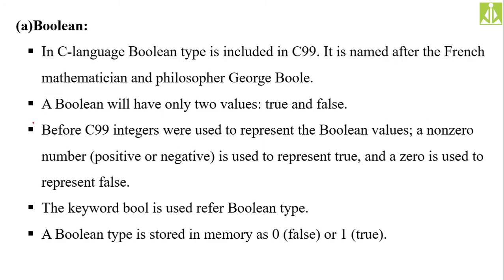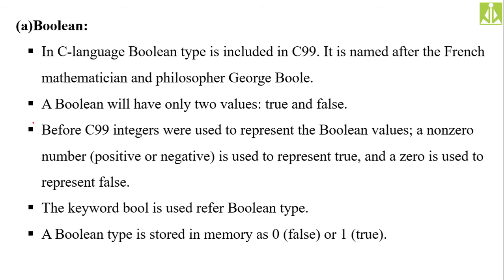Okay, Boolean type. Yes, the Boolean type was included only in C99. When we saw the hierarchy of evolution of the C language, we had different versions like traditional C, C89, C99, likewise, isn't it? So this Boolean type was introduced only in C99. Before C99, there was no Boolean type.